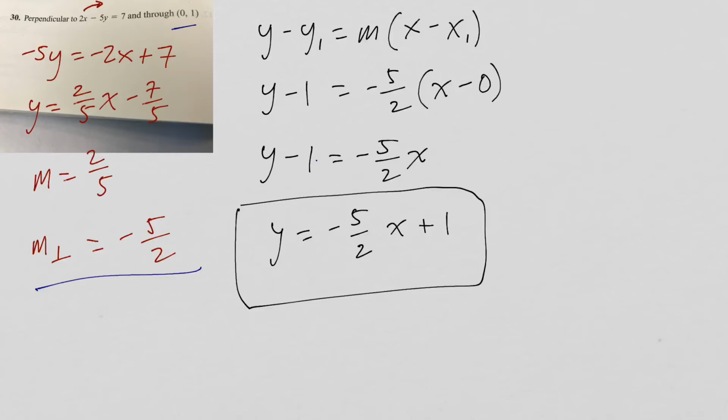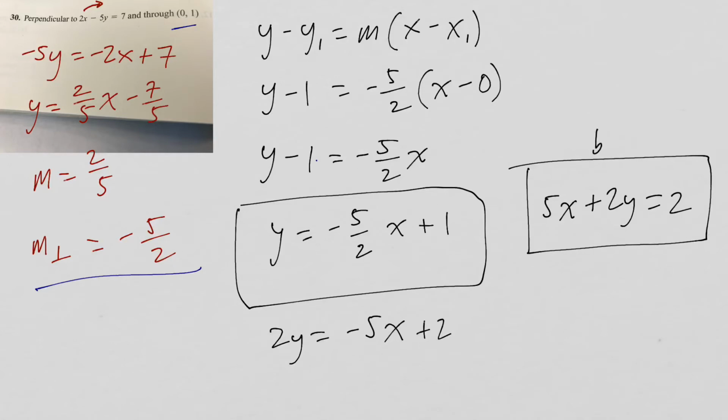Now to put it into standard, I'm going to first clear the fractions by multiplying by 2. And then I'm going to move my 5x to the left, and I'll get a positive 5x plus 2y is equal to 2. And that's part B, standard.